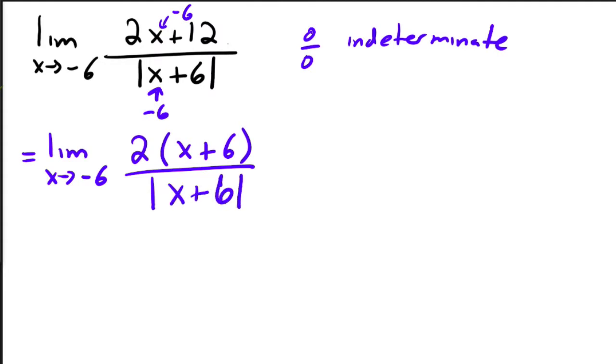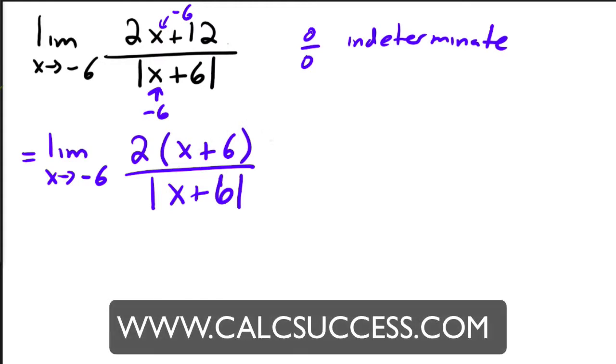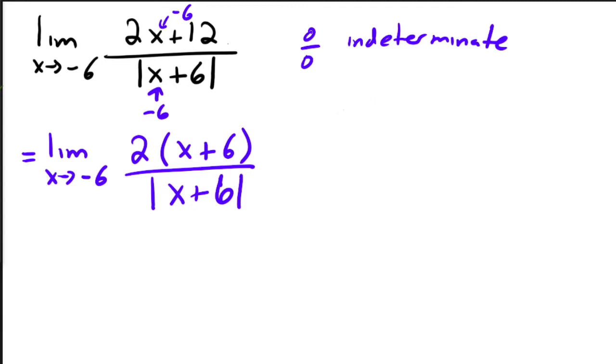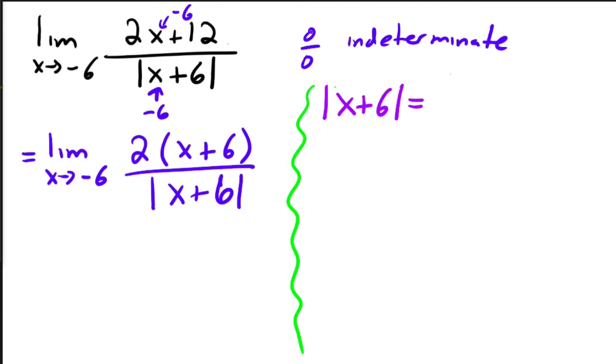Now, you might be tempted to cancel those two out, but that would be a very, very big mistake. What you want to do, though, and this is important because we're going to be using this throughout the semester, is you want to rewrite, I'm going to do it over here, the absolute value of x plus 6. You want to make sure that you know how to rewrite that as a piecewise function. And we're going to be doing this the entire semester, so this is very important.